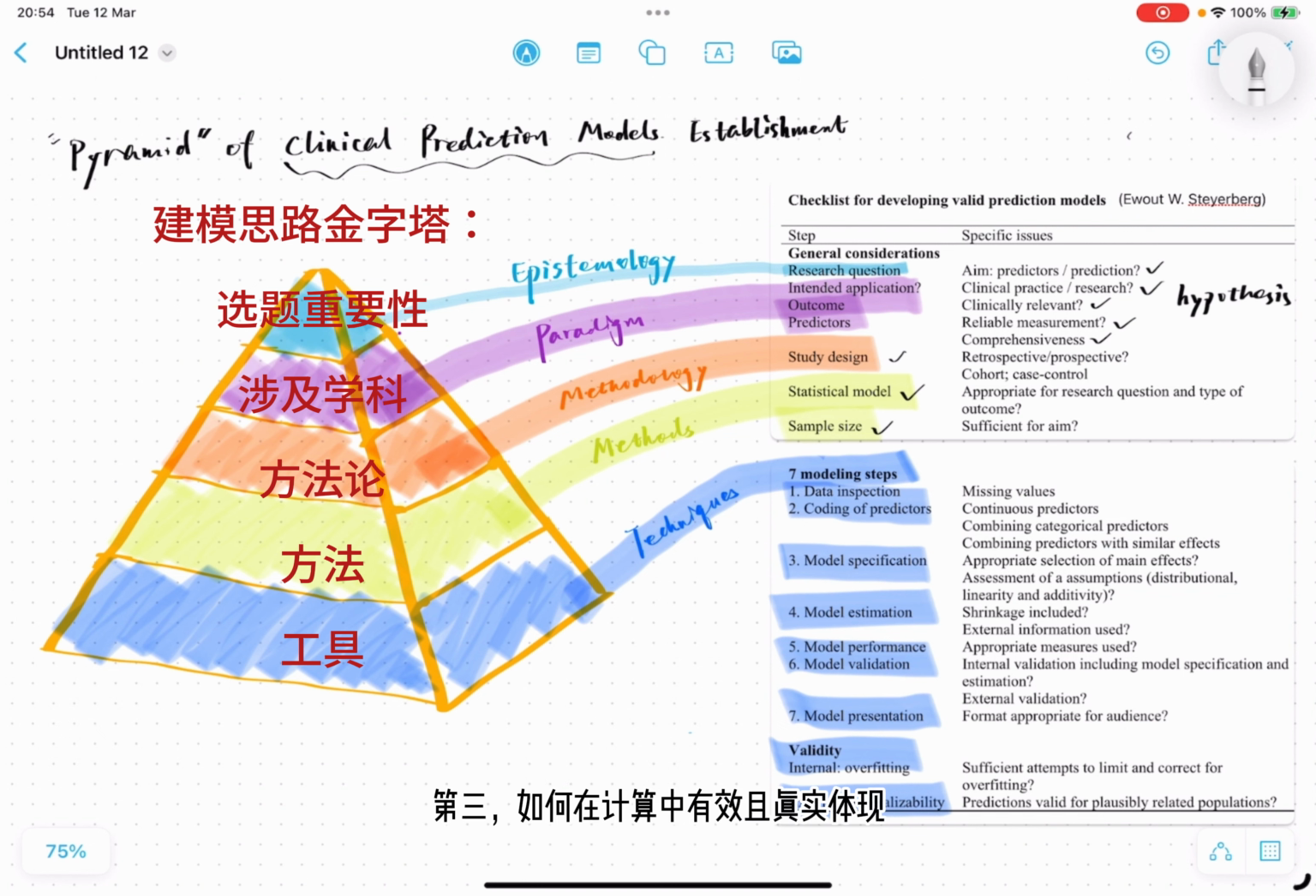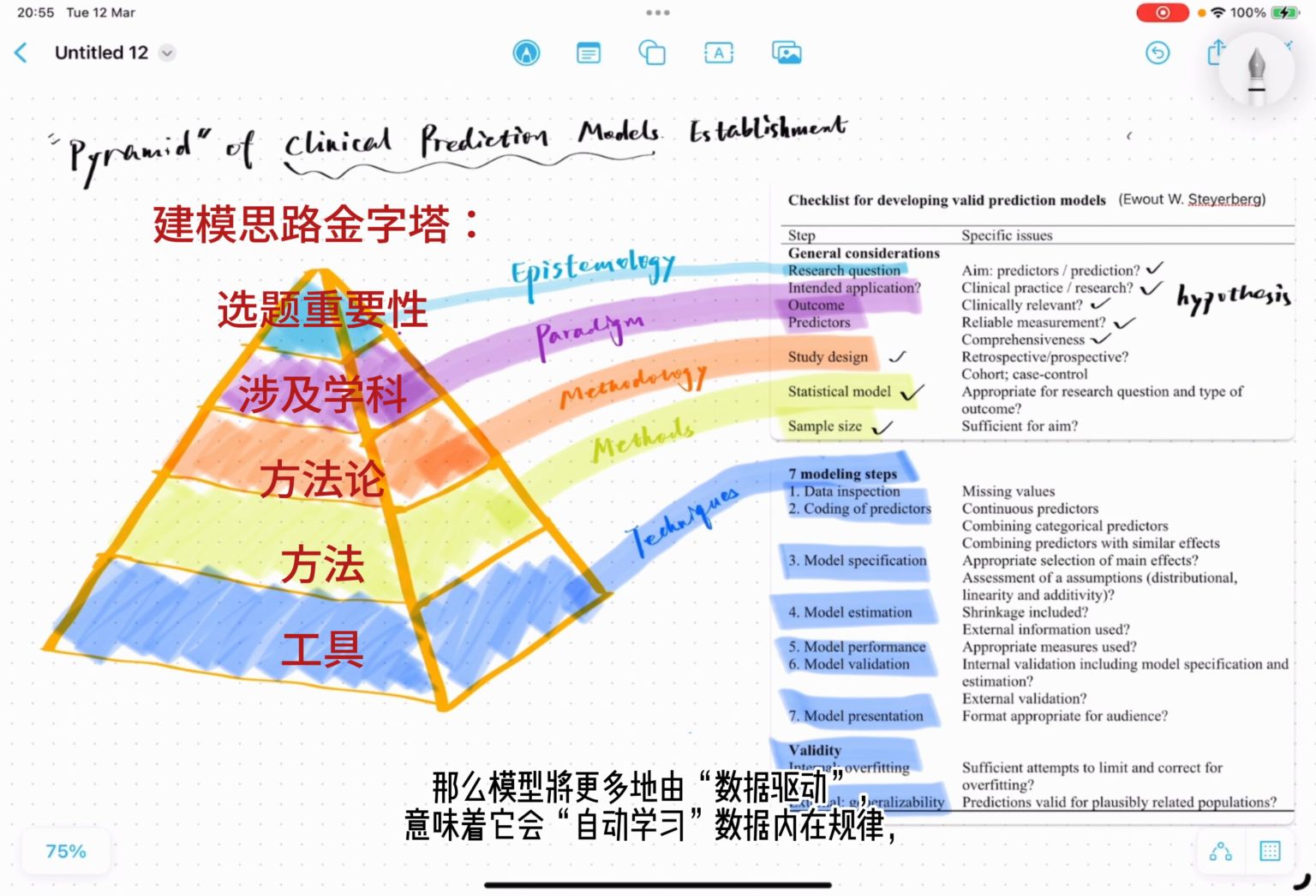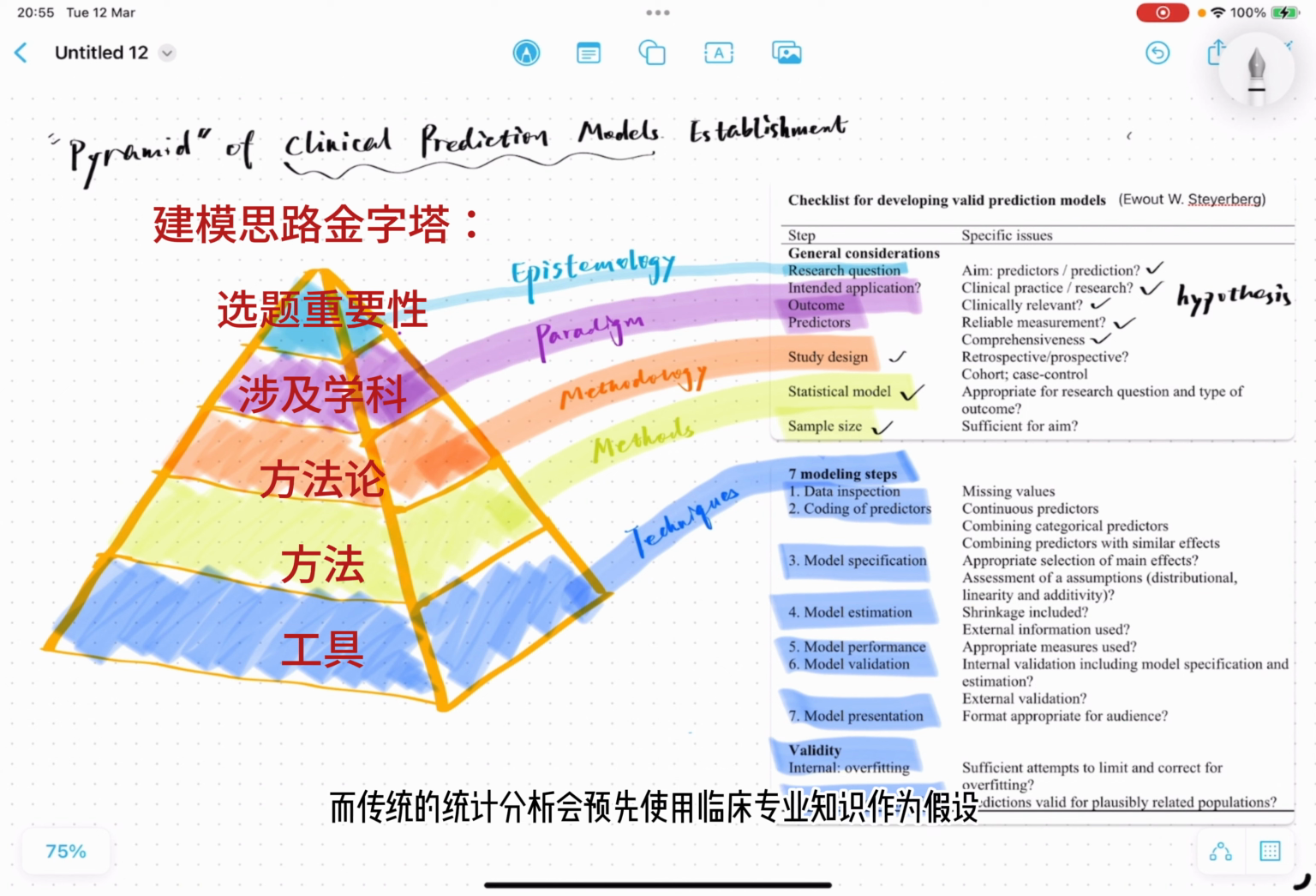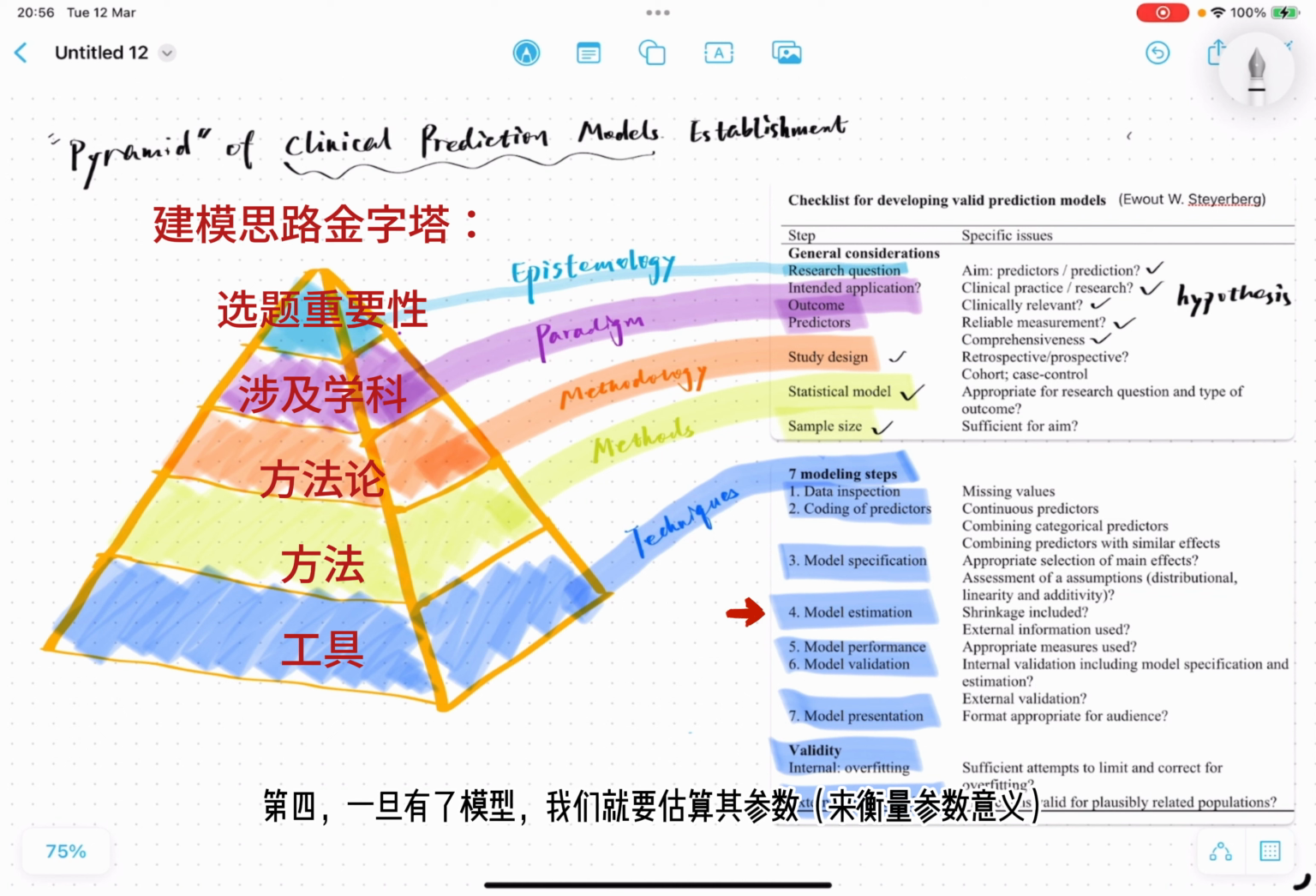Thirdly, how do you reflect the predictors and outcomes and the assumptions between them? If you have previously chosen a machine learning methodology, chances are the model will be more data-driven, which means it automatically learns from the data. Whereas traditional statistical analysis will use more assumptions to pre-specify the model. Fourthly, once a model is specified, we will estimate its parameters.